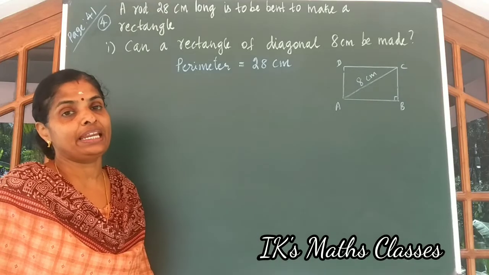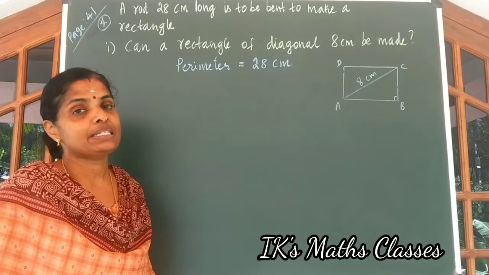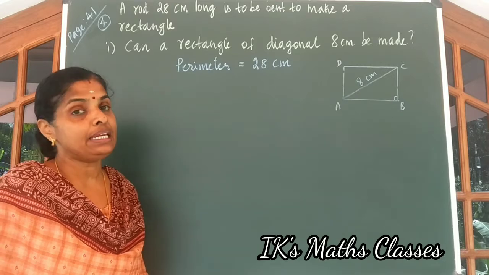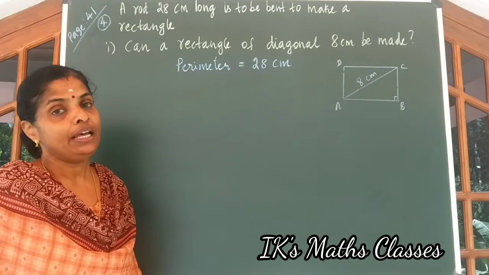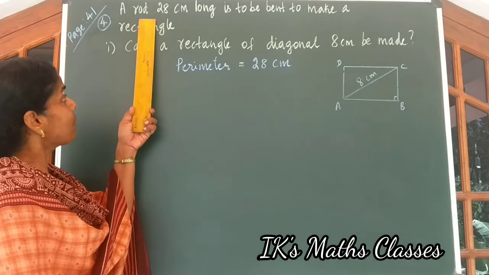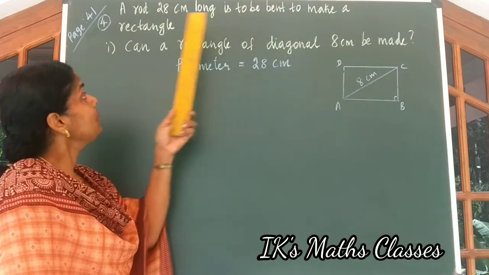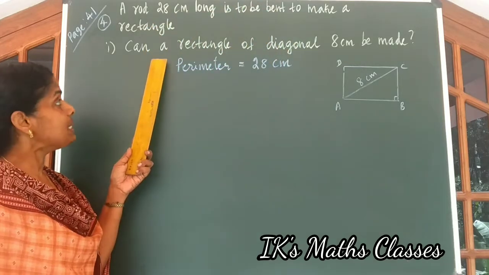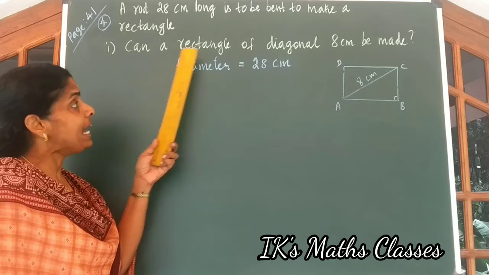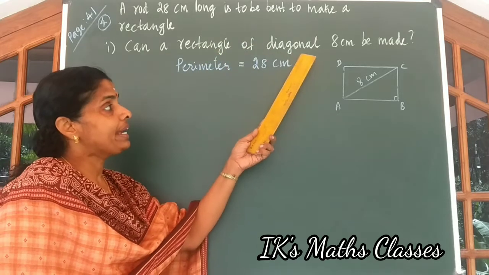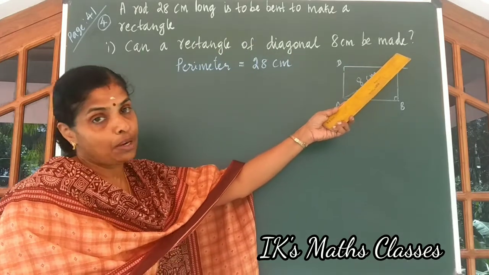Part of second degree equations. Today I am discussing the fourth question in page number 41. Look at the question. A rod 28 cm long is to be bent to make a rectangle. First part of the question, can a rectangle of diagonal 8 cm be made?